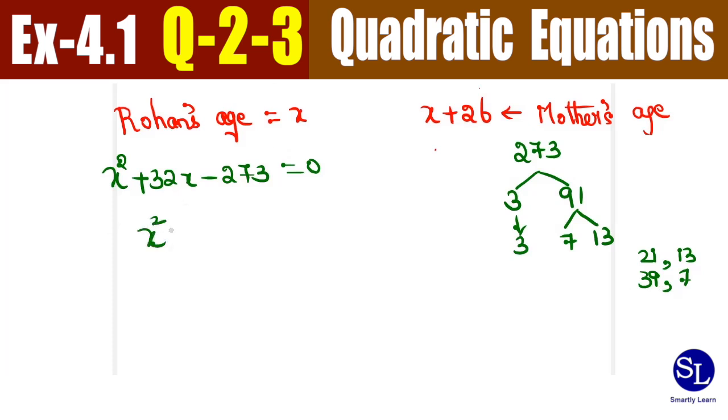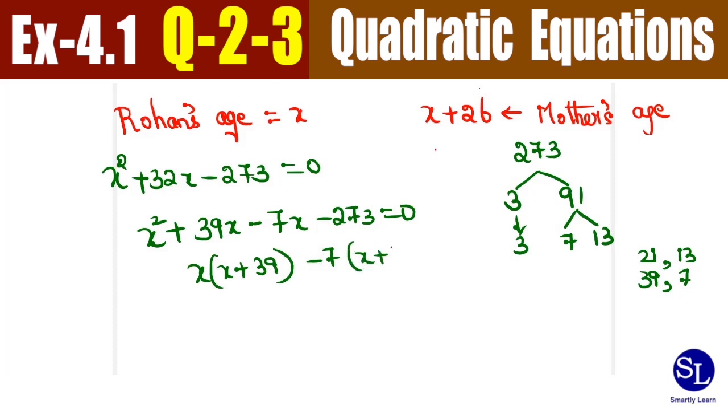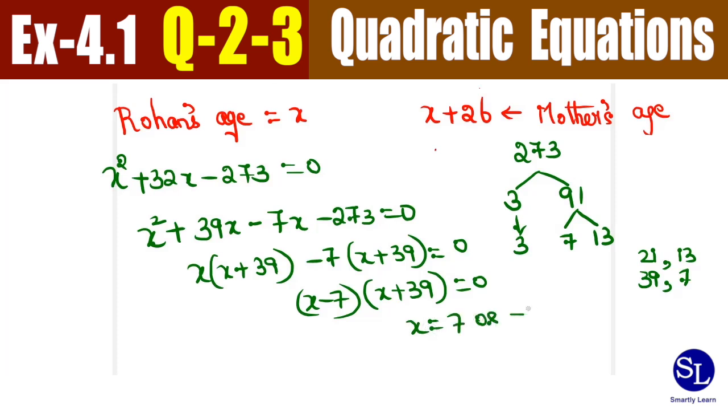So let's write this. x squared plus 39x minus 7x minus 273 is equal to 0. Take the common term. So x into (x plus 39) minus 7 into (x plus 39) is equal to 0. So (x minus 7) into (x plus 39) is equal to 0. So x is equal to 7 or minus 39. Remember, we are talking about a person's age, which cannot be negative. So x is equal to 7, which means Rohan's age is 7. You can compute the value of mother's age to be 33.